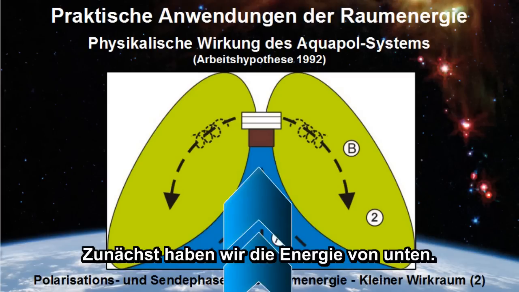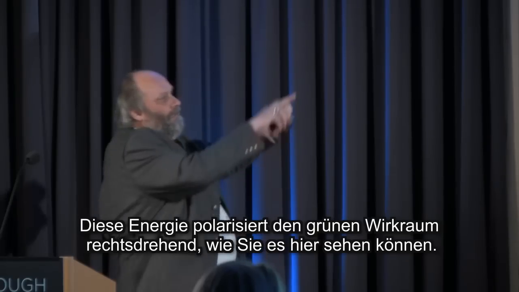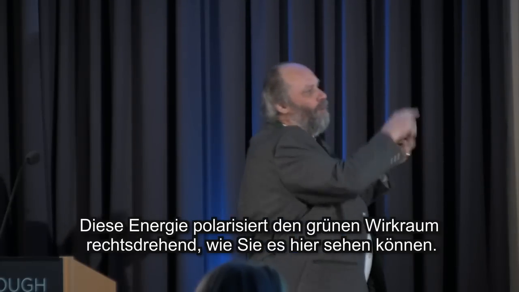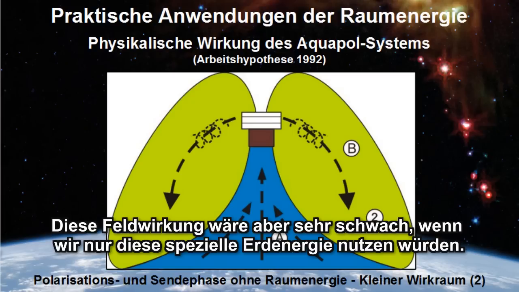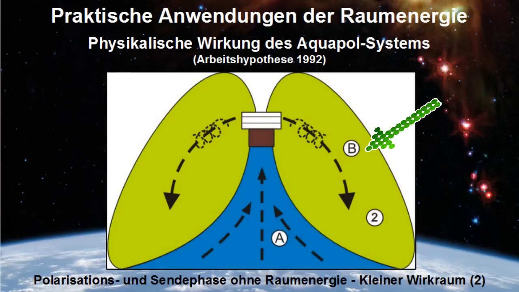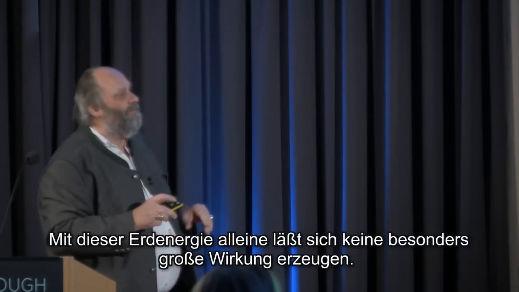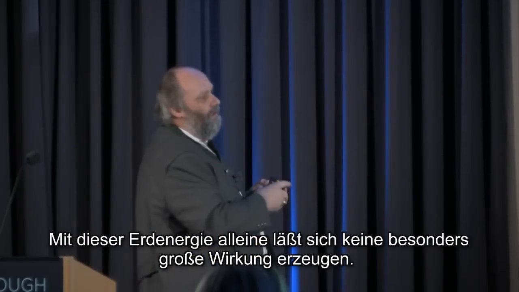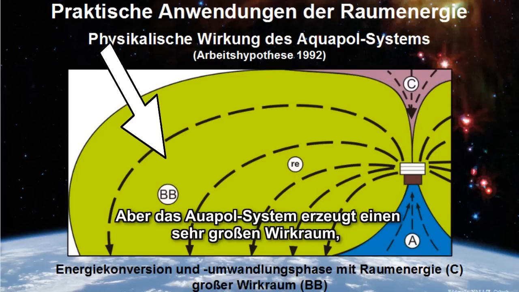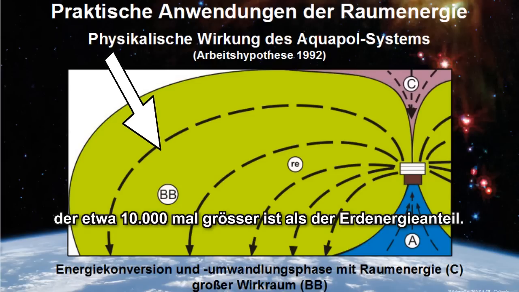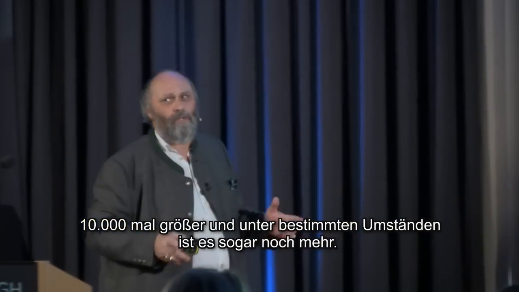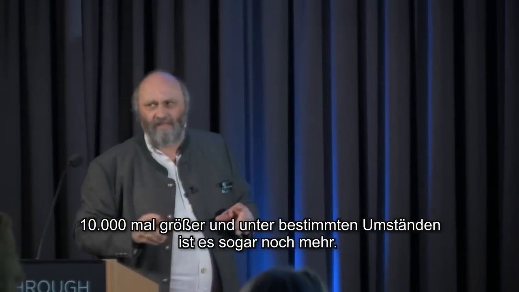First the spin, the energy goes up. Then the working area gets polarized. You have it in the green field, but this green field would be very small, because if you just have this energy from the bottom, you have no very funny output. But in reality, we get a much bigger volume of output. It's 10,000 times bigger than the space of the input, and more. It depends on some circumstances.